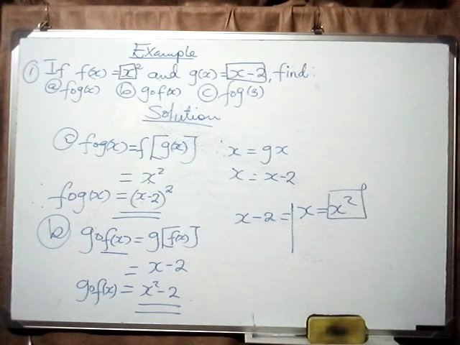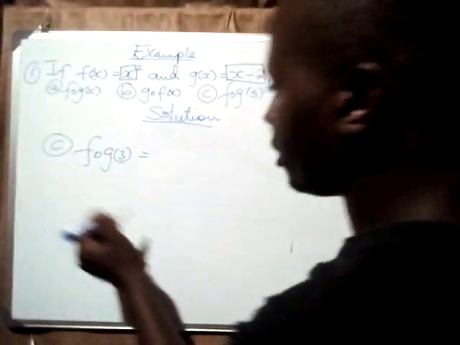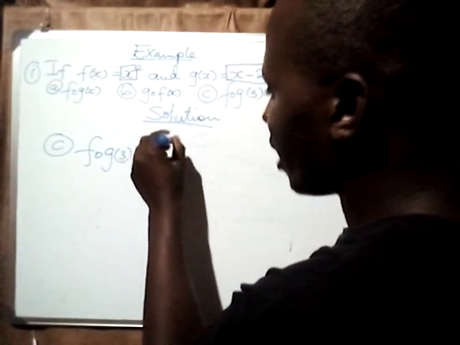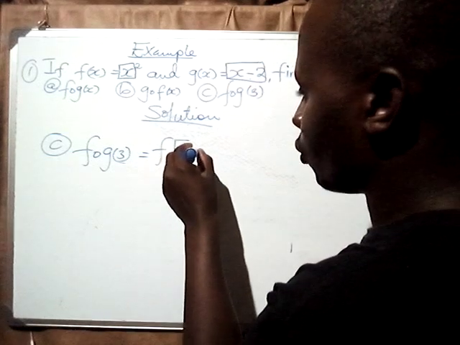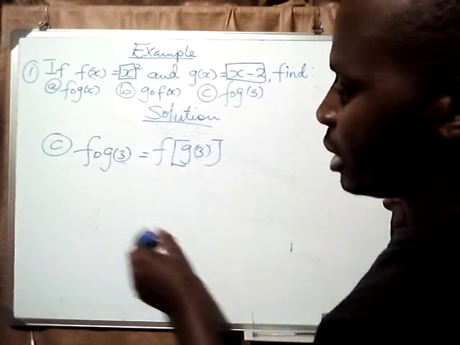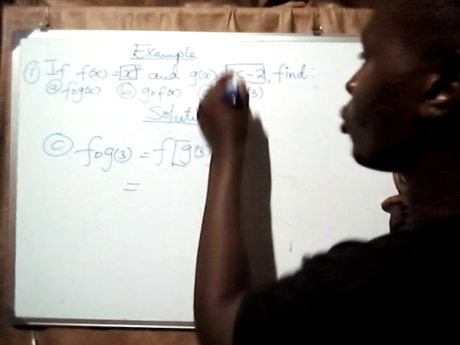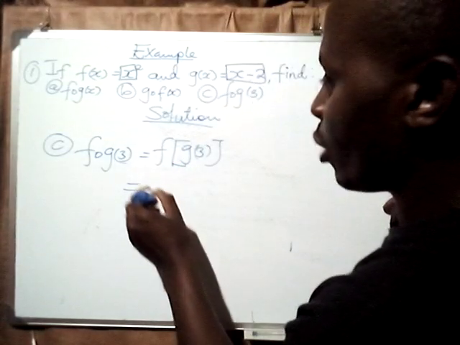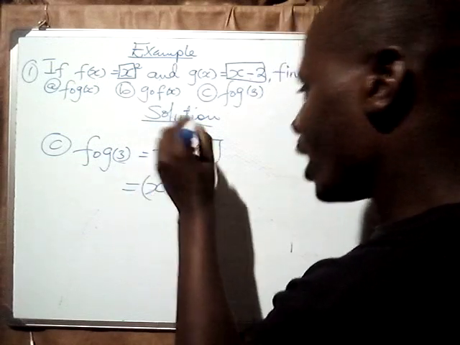Let us now go to the next question, which is question number C. Question number C, f of g of 3. So this one will be f open bracket g of 3. This will mean that where there is x in the function f, it will be replaced by this. So it will be x minus 2 all squared.